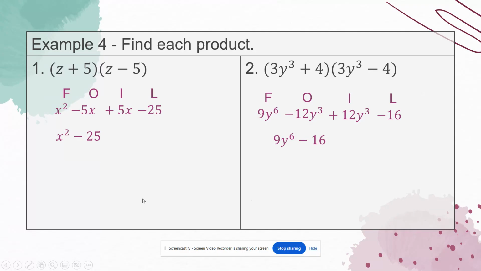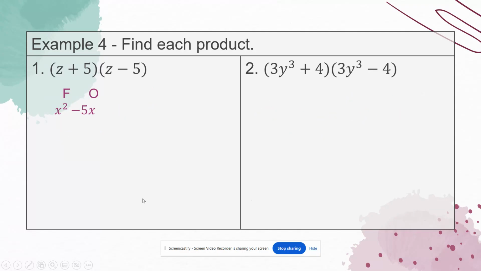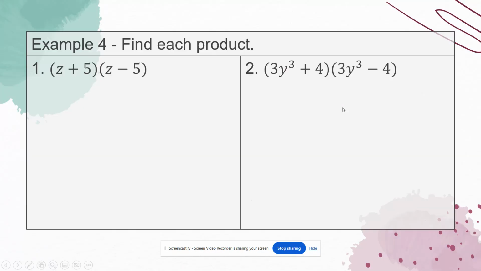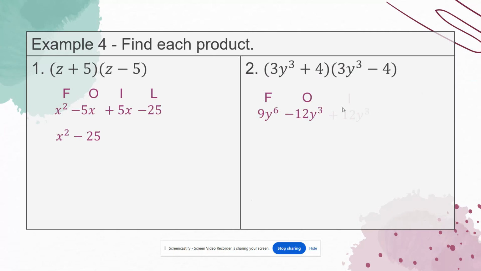Okay, so that is our 3 types of special products. Okay, we have the square of a sum, the square of a difference, and the product of a sum and a difference. Okay, so those are our 3 types that we're going to look at.